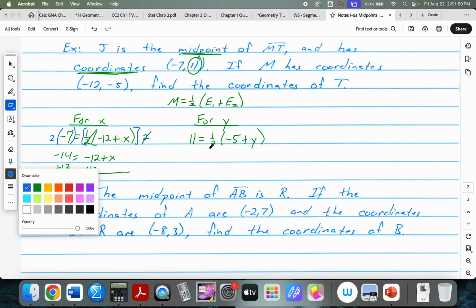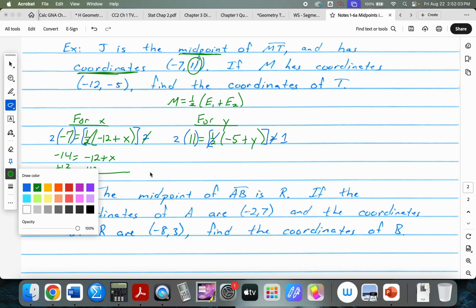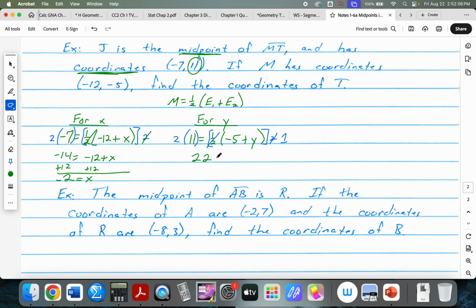We'll do this exactly the same way. We'll multiply both sides of the equation by 2, so that the 1/2 and the 2 multiply together to be 1. So that's going to give me 22 is equal to -5 plus y. Add 5 to both sides. And we have 27 as the y coordinate. So my answer is the coordinates -2, 27.